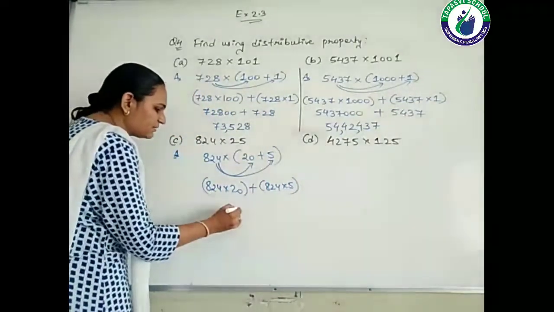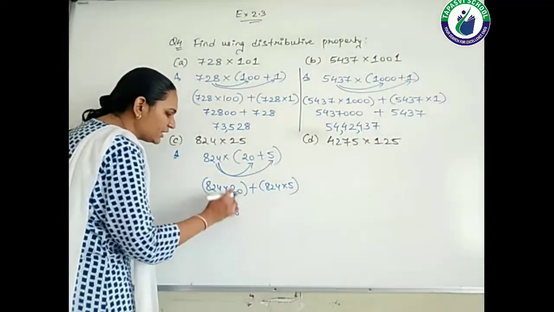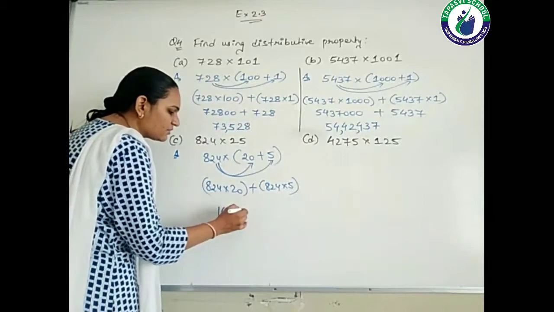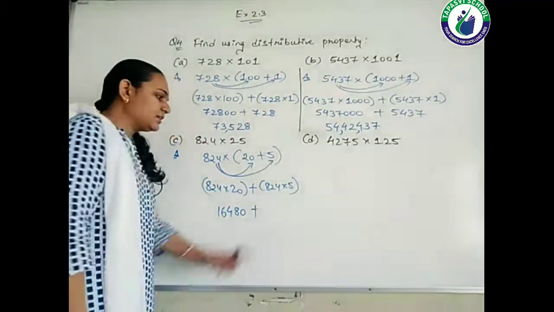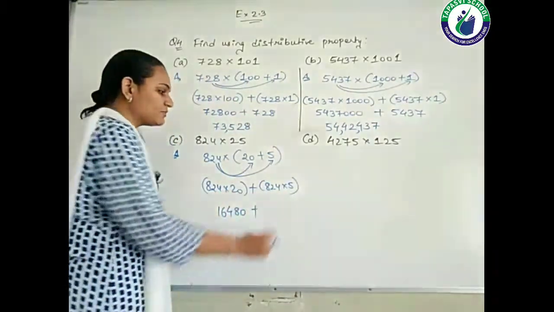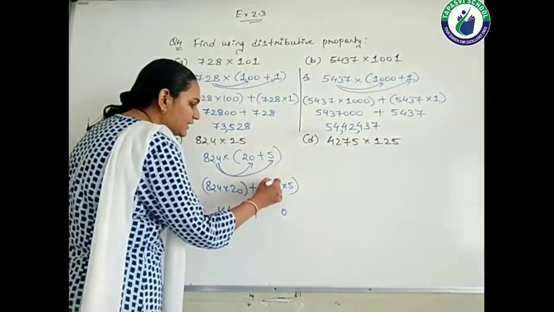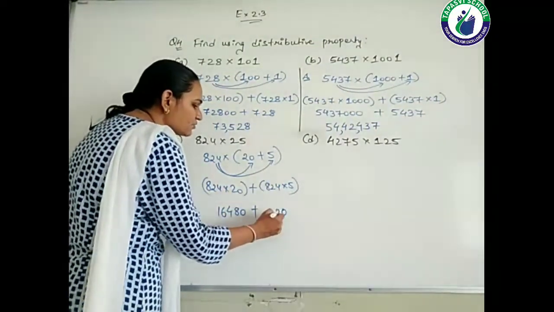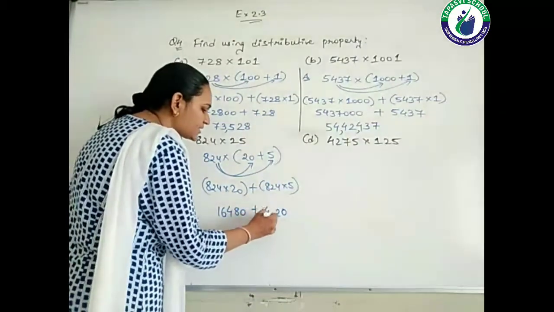So 2 4s are 8, 2 2s are 4, and 2 8s are 16. Along with this 1 0 also. Now I am going to do the multiplication of this number with the 5. 5 4s are 20, 5 2s are 10, plus 2 12, 5 8s are 40, plus 1 41.